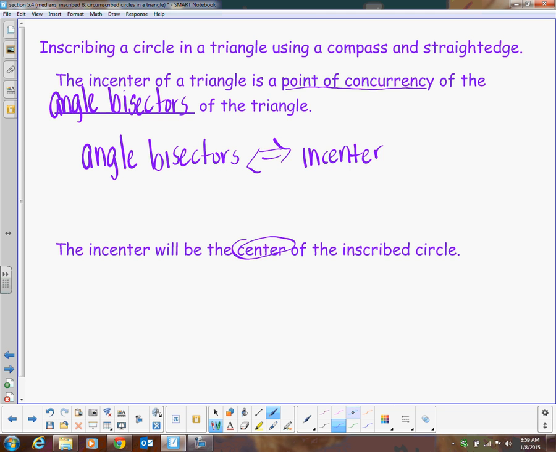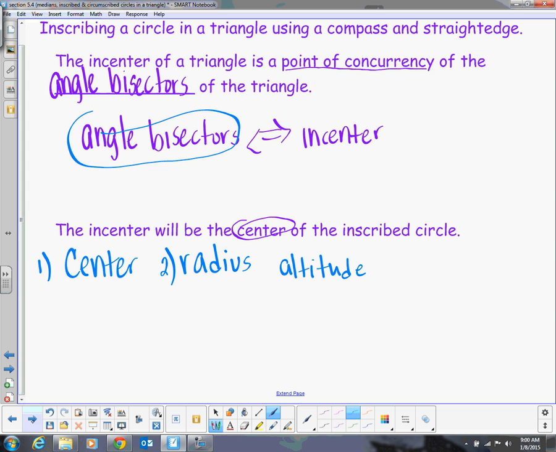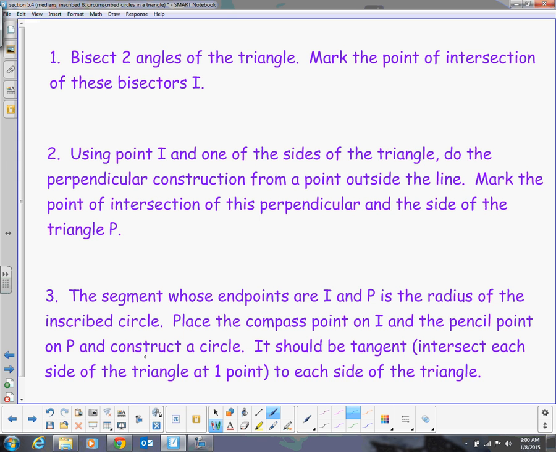So if we're going to inscribe a circle, we are going to need a center and we are going to need a radius. So there's two major steps. To find this incenter, you are going to bisect two angles. Two will be sufficient. Then to find the radius, we are going to need an altitude. And you'll see this in a minute. So there, that altitude word is back. So here are step-by-step instructions.